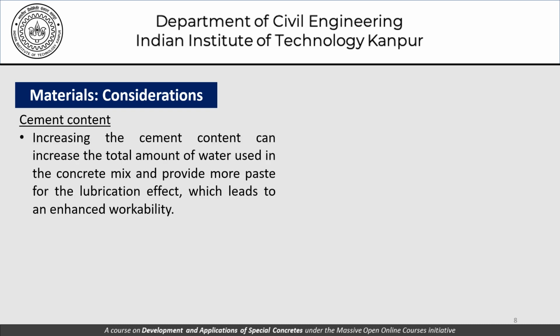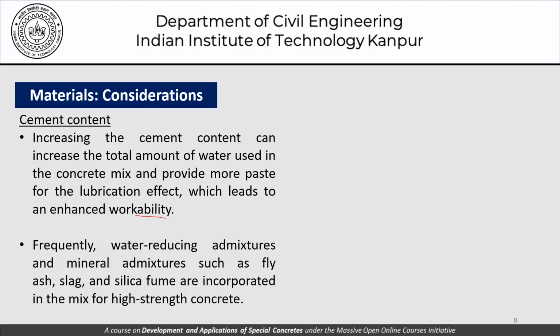Continuing with our discussion on cement content, increasing the cement content can increase the total amount of water used in the concrete mix and provide more paste for the lubrication effect, which leads to an enhanced workability. So there are different factors that are operating. There are different considerations that are going on when we are choosing a particular cement content, and we analyze or try to understand the properties of concrete in that context.